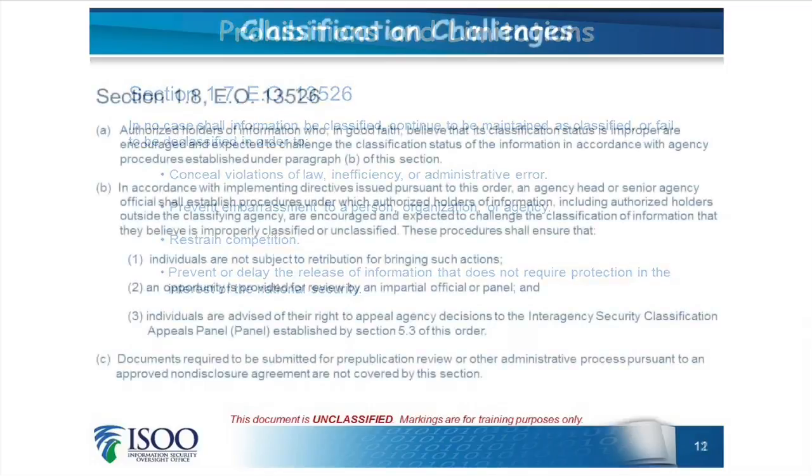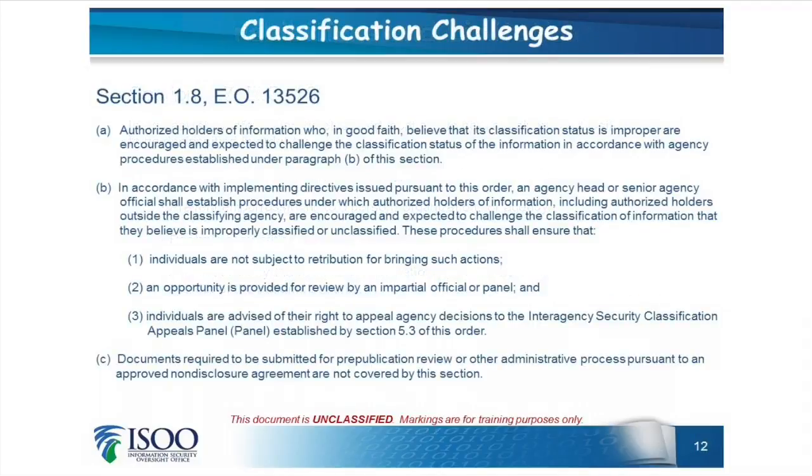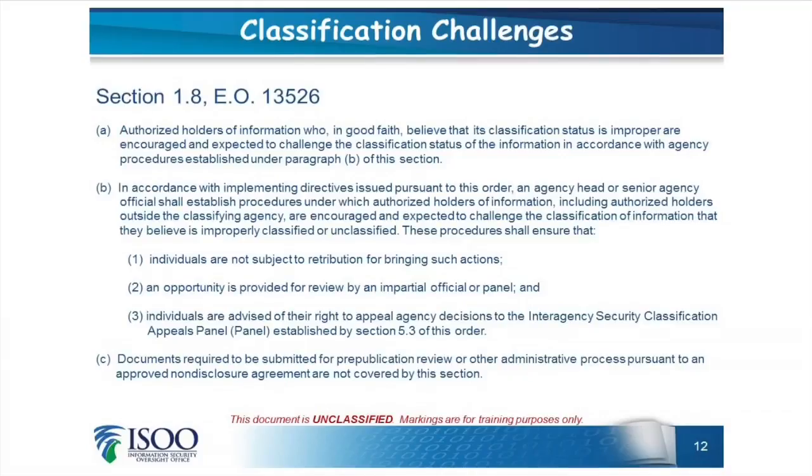In accordance with EO 13526, everyone is encouraged to question the classification of a document if they, in good faith, believe that the classification is incorrect. Classification challenges can be either informal or formal. An informal challenge is as easy as calling up the office that sent you the document and asking for clarification on the classification of a document. A formal challenge must be in writing.